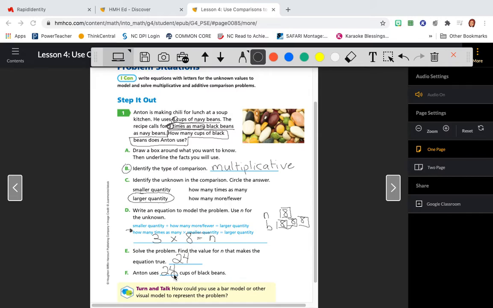All right, let's look at page 66 together.